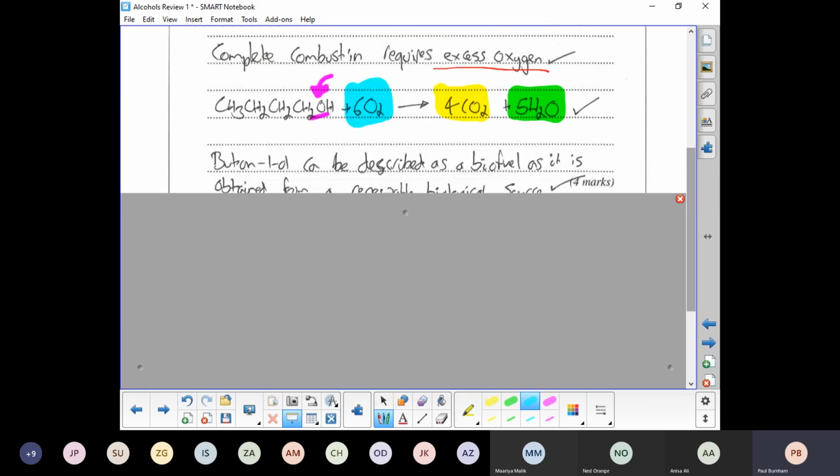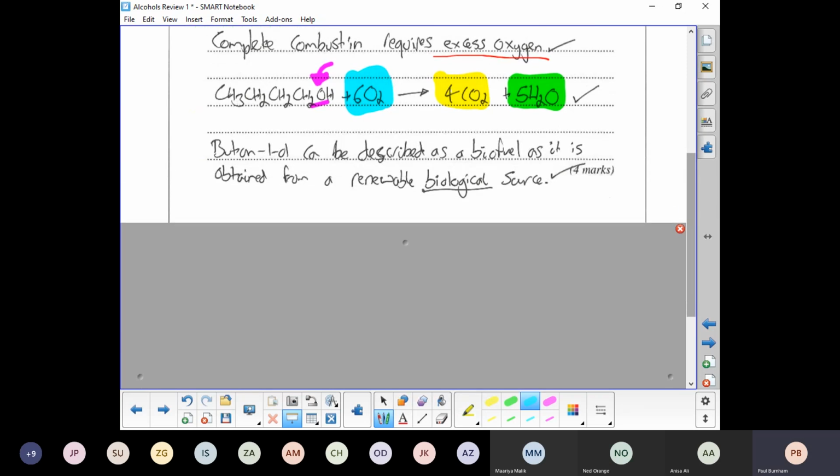So, what would my answer be? Well, I'd learn my definitions. I'd go back to my alcohols 1 notes, and I would see that a biofuel is something that's obtained from a renewable biological source. And in fact, that is the key word. I've underlined it there. In this particular context, the butan-1-ol is being obtained from a biological source. It's being obtained from glucose from plants, and therefore can be considered as a biofuel.